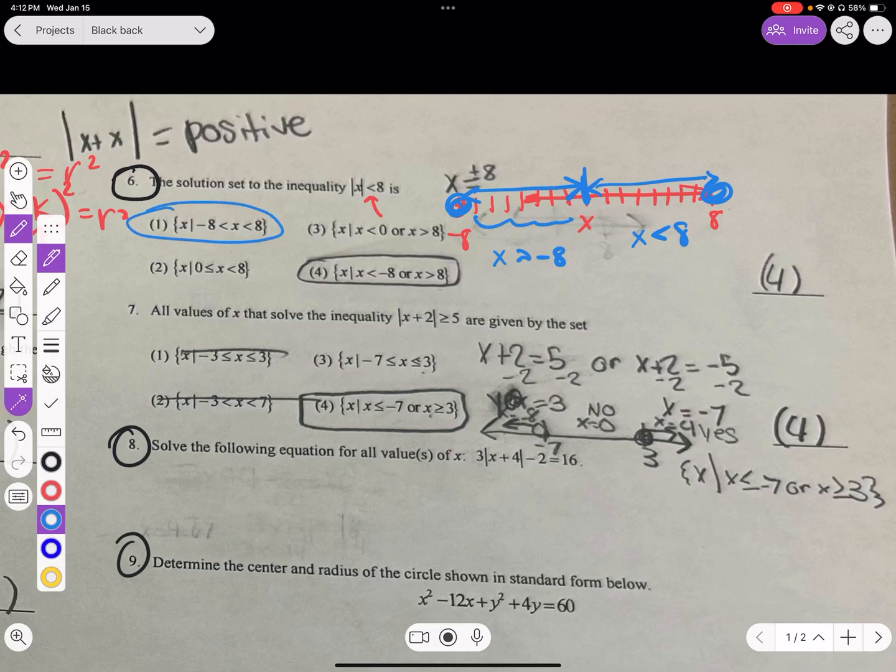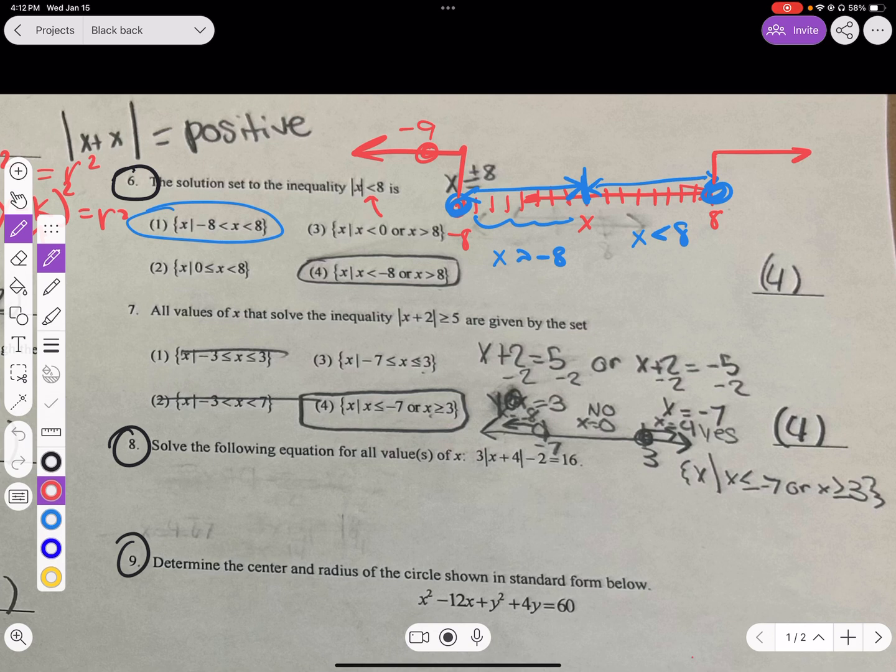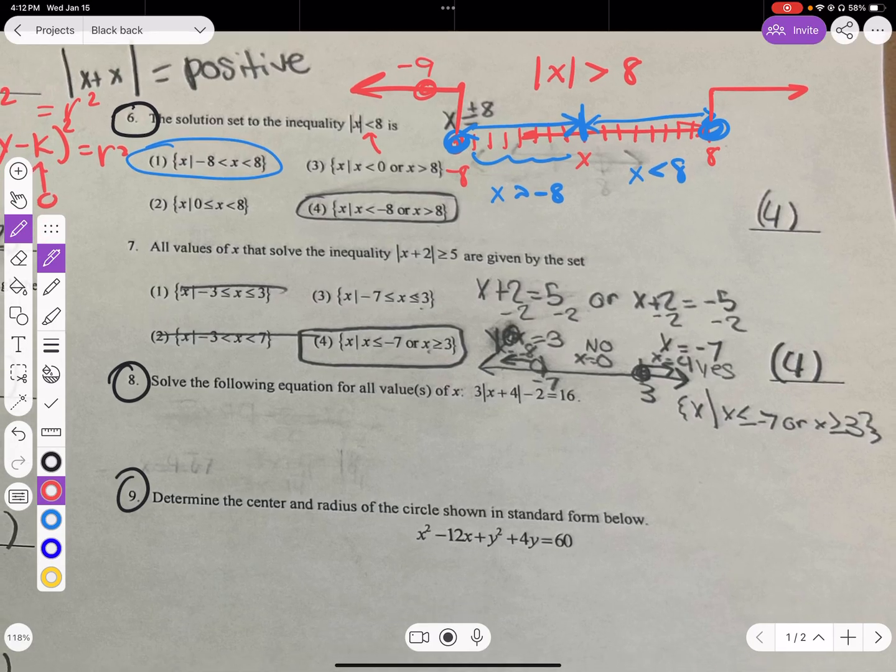Okay, yours says x's are less than -8. So you answered this set of numbers, and those numbers, like number -9 is out here, that's more than 8 units away. So you answered this question: show me all the x's that are more than 8 units away. So hopefully that explains that a little bit.